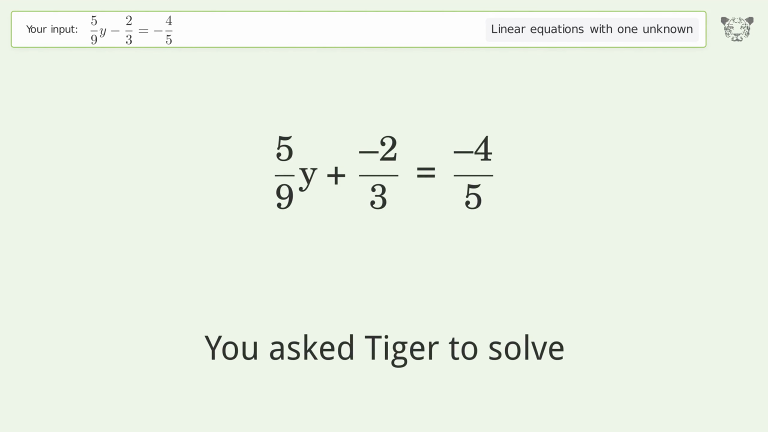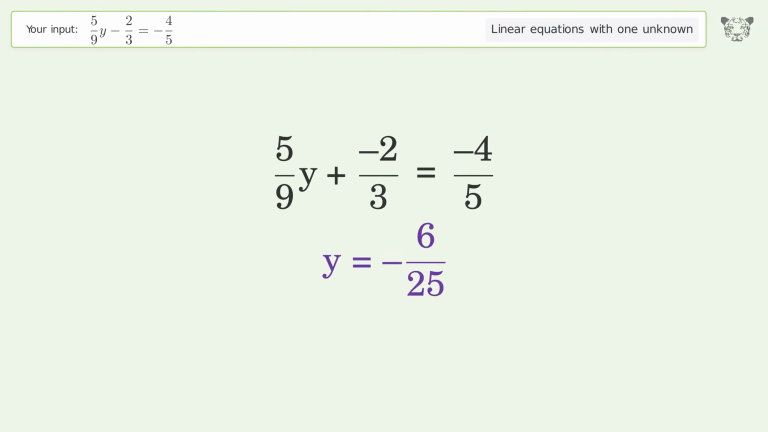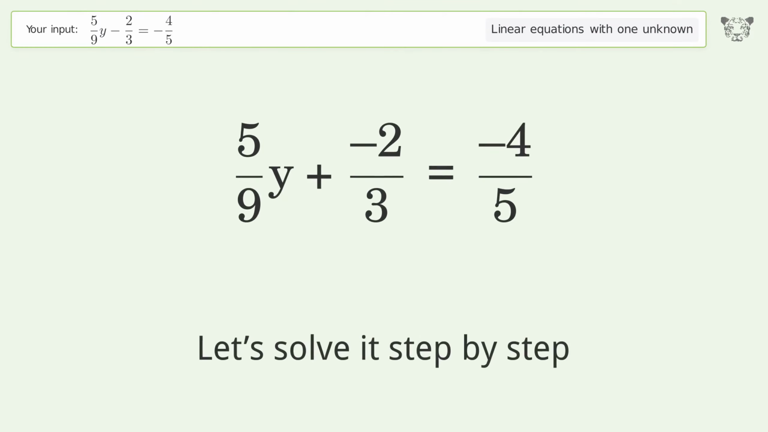You ask Tiger to solve. This deals with linear equations with one unknown. The final result is y equals -6/25. Let's solve it step by step.